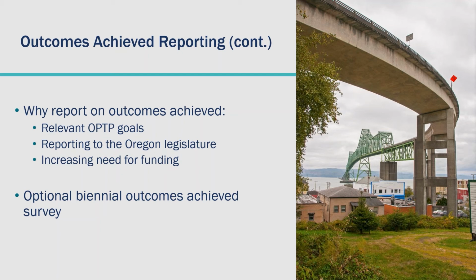And then I also want to touch on the optional biennial outcomes achieved survey. So this was mentioned in reporting guidance, and it is an optional survey to be connected to the final quarter APR. We made this optional to reduce the burden on recipients, and it's going to follow those same topics that you see in the supplemental guidance document in that chart, where we provided both questions and responses to those questions as examples of things that can be reported about for outcomes achieved.